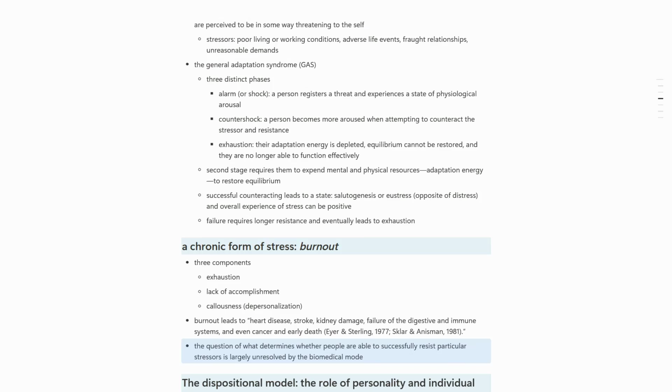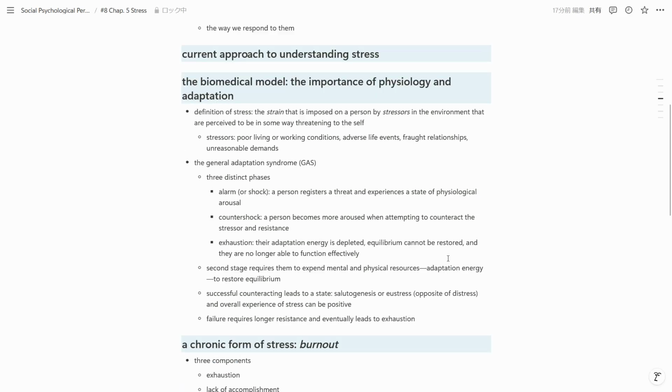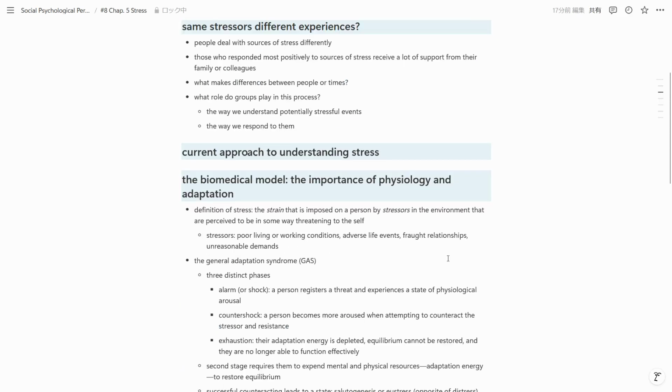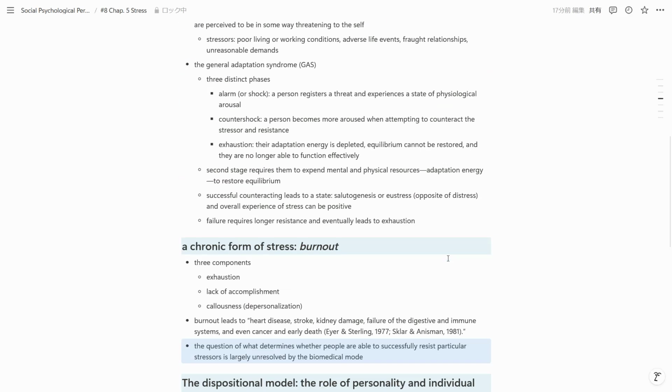And the question of what determines whether people are able to successfully resist a particular stressor is largely unresolved by the biomedical model. Basically, the biomedical approach tells us what kind of process we go through when we experience a threat or stressor. And if we experience stress too long, we know how stress will develop into very severe diseases. But we don't know what kind of people will be less affected by stress and what kind of people will be more affected. That's something the biomedical model doesn't tell us well.